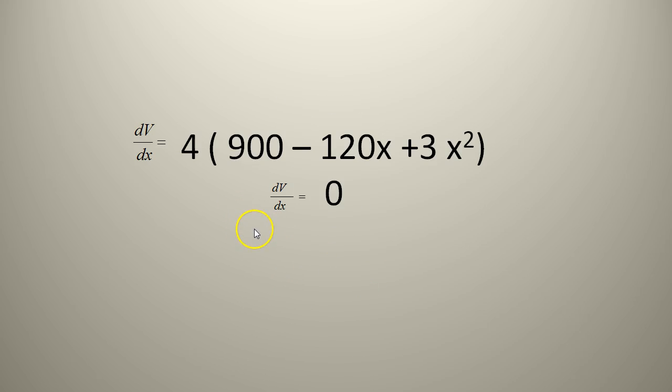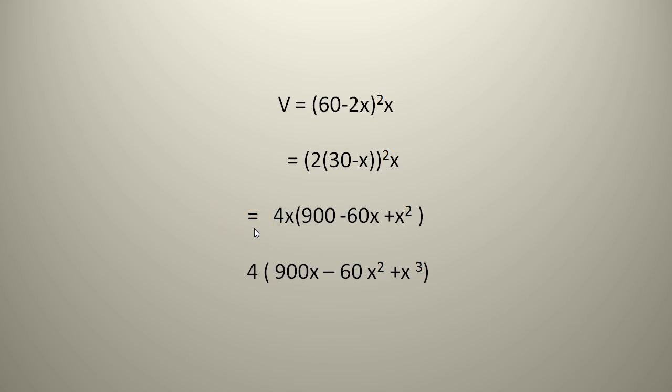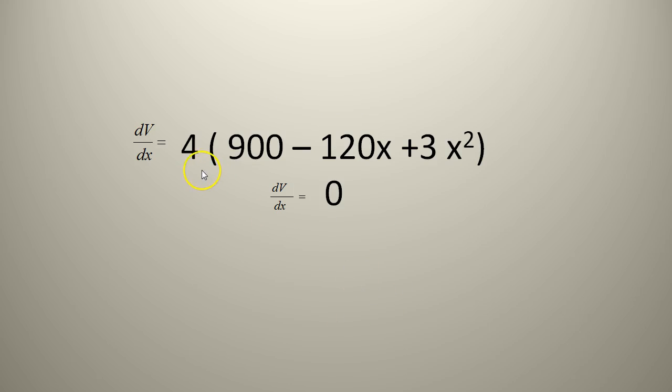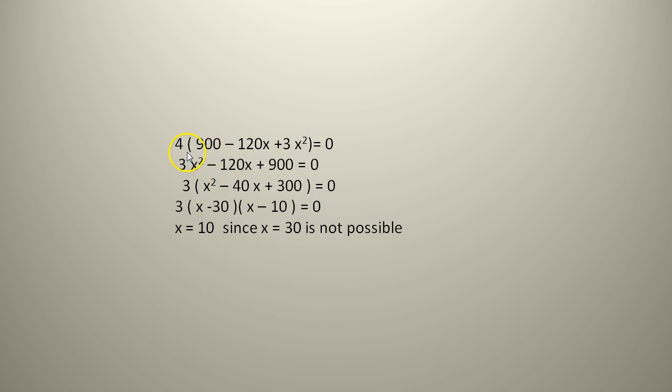Now take the first order derivative, that would be 4 into derivative of 900x is 900, derivative of x squared is 2x and derivative of x cubed is 3x squared. So I get 4 into 900 minus 120x plus 3x squared. To use the second derivative test, equate dv by dx to 0. So you get 4 into 900 minus 120x plus 3x squared equal to 0.